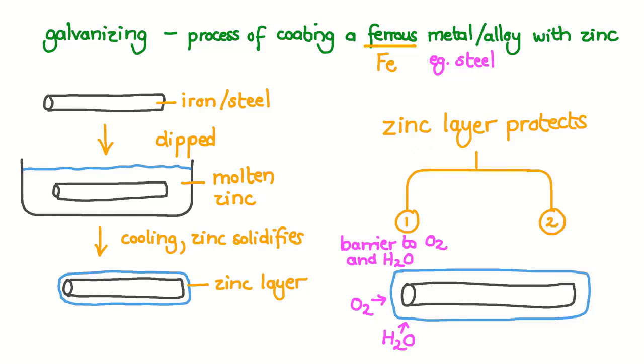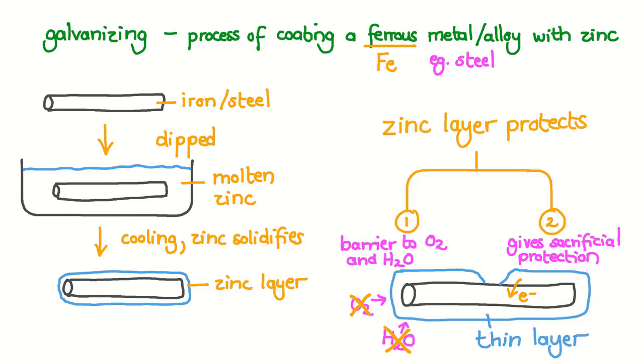Firstly, it acts as a physical barrier to oxygen and water, preventing them from reaching the iron surface. Secondly, even if some of the thin zinc layer is scratched off and the underlying ferrous metal is exposed to the air, the ferrous metal or steel won't corrode or rust, because the zinc layer gives sacrificial protection to the underlying metal. The zinc will donate electrons to the underlying metal, preventing it from being oxidized. The galvanized zinc layer only needs to be a very thin layer to carry out barrier protection and sacrificial protection.